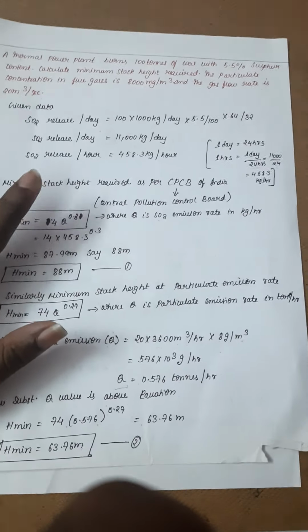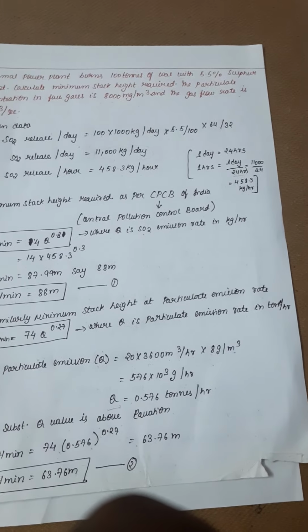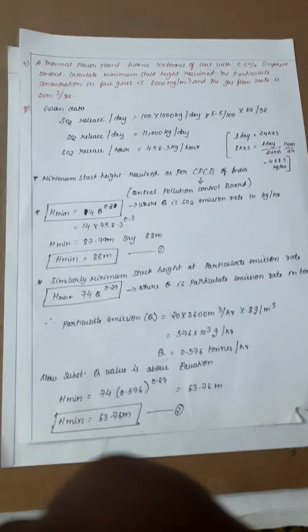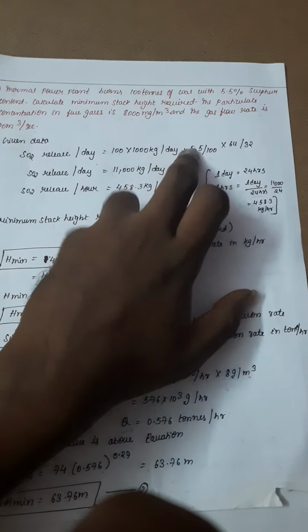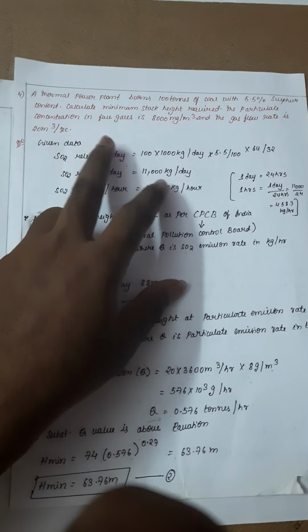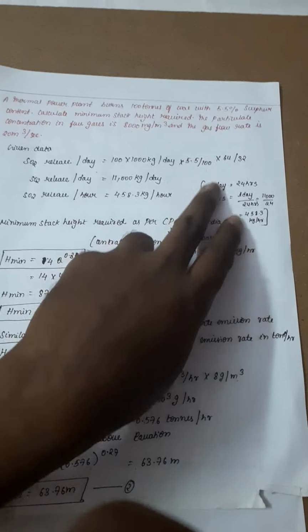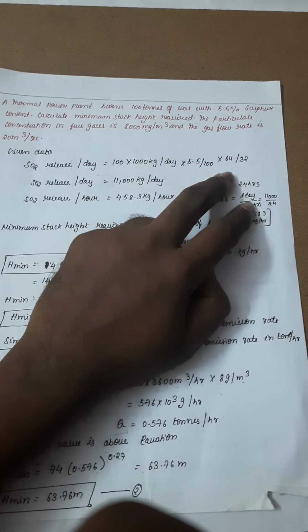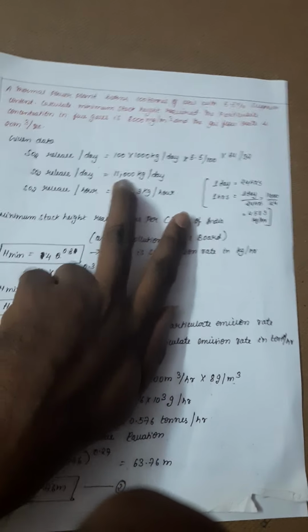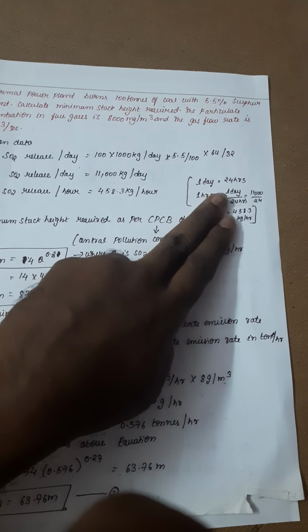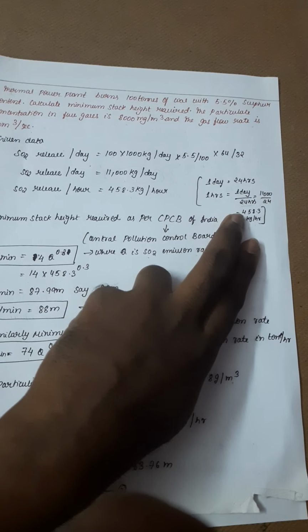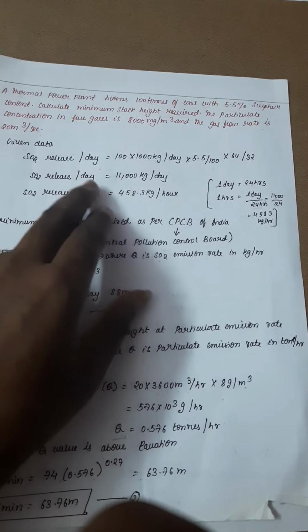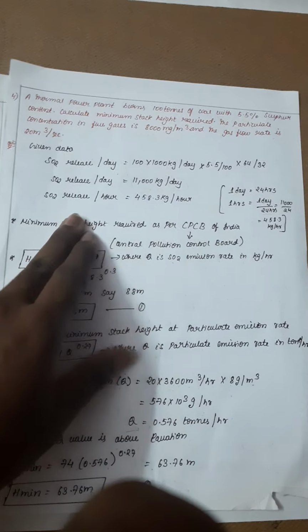So the given data is SO2 released from the stack, if there are 100 tons of coal with 5.5 sulfur content. So in a day I have calculated, regarding the day calculation, the 5.5 sulfur content given, and next I converted hours and days, and the final calculation will be 11,000 kg per day. So in 1 day there are 24 hours, 11,000 by 24, I got 458.3. This is the SO2 gas released in 1 hour.